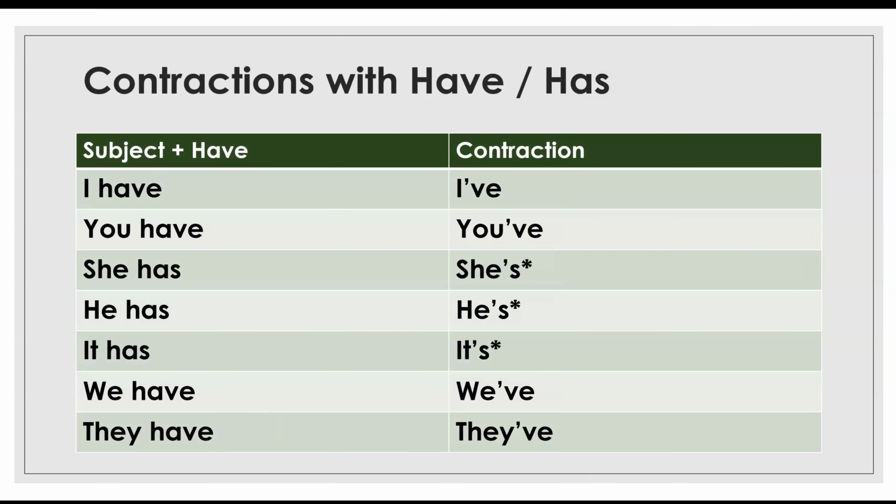Okay, so here we have a chart with contractions with have and has, but important, these are informal. Okay, remember informal means not formal, not professional. So these contractions are when you are speaking with your friends, your family, children. Maybe you are texting your friend and you're writing quickly. You can use these contractions.